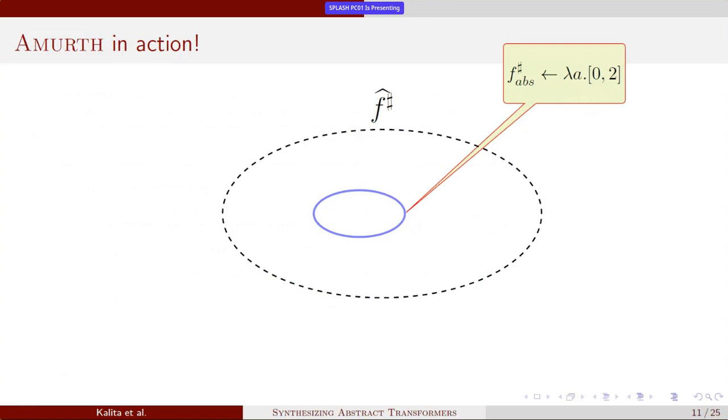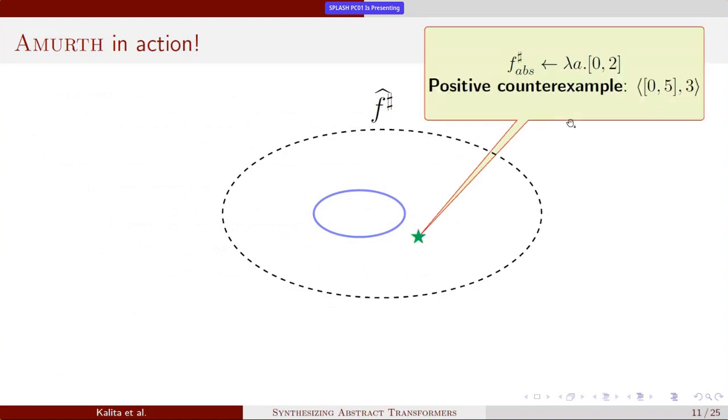Okay, let's see a pictorial representation of how we try to synthesize this transformer. In this figure, the purple or blue one is the transformer we are synthesizing at this moment, and the dashed line is the best transformer. We don't know what the best transformer is, but there exists a best transformer. In the beginning, we assume a transformer which takes a value A but returns a constant range 0 to 2. Now we find a positive counterexample to this transformer.